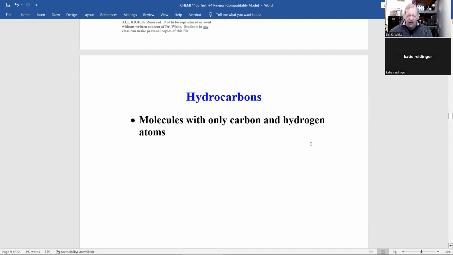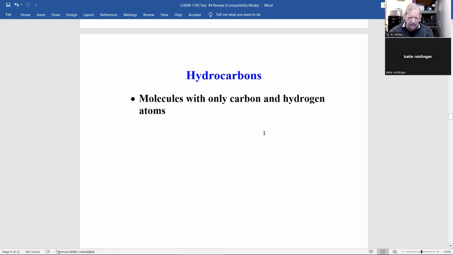Now, you should know, what is a hydrocarbon? That's a molecule with only carbon and hydrogen atoms. Gasoline is made up of mainly hydrocarbons that come from oil, which are molecules with carbon and hydrogen atoms.